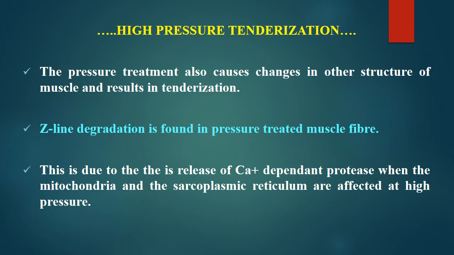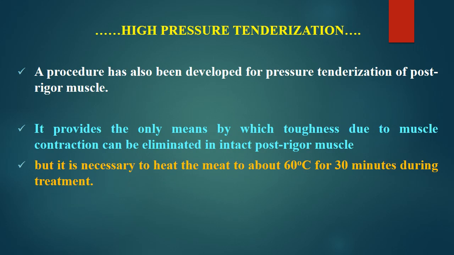This is due to the release of calcium dependent protease, which we have discussed earlier, that is calcium activated sarcoplasmic factors. So these protease release from the mitochondria and the sarcoplasmic reticulum are affected at high pressure. So due to the high pressure, the calcium activated protease are released, and this affects the tenderization of the meat.